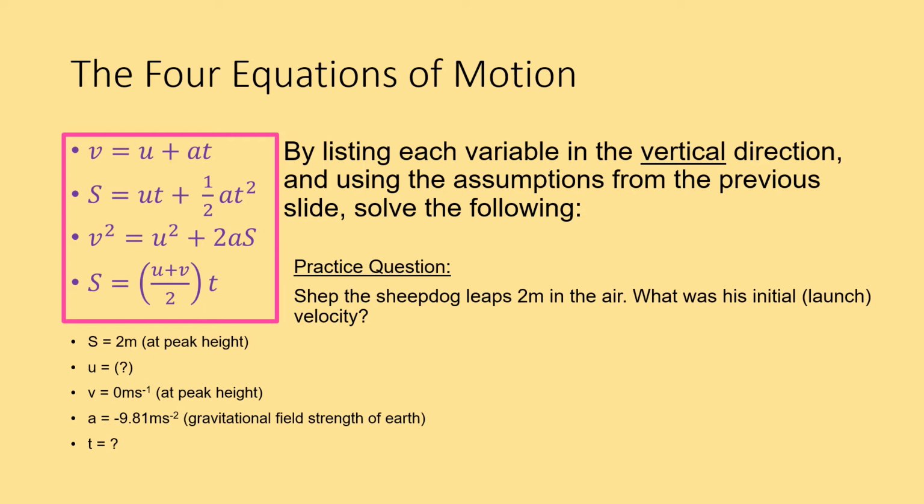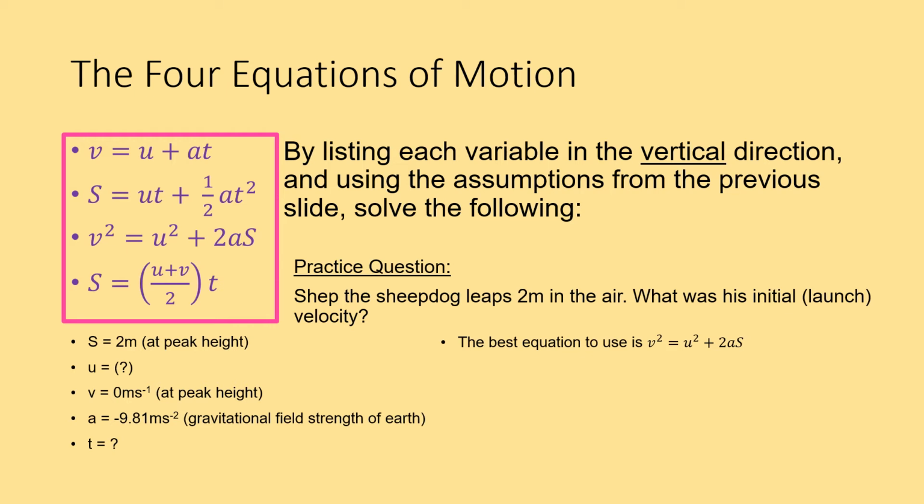The velocity at the peak, we know from our assumptions, is 0. The acceleration, we know he's being affected by the gravitational field strength of the Earth, so it's negative 9.81 meters per second squared. There is no time in the question. We don't know what the time is. We never will know what the time is unless we work it out from something else. So we now have to select the equation that has no time involved. So we look at our four equations. v equals u plus at. Nope, that's no good. s equals ut, well, nope, that's immediately no good. v squared equals u squared plus 2as. Yes, that doesn't have any time involved, so we choose this one.